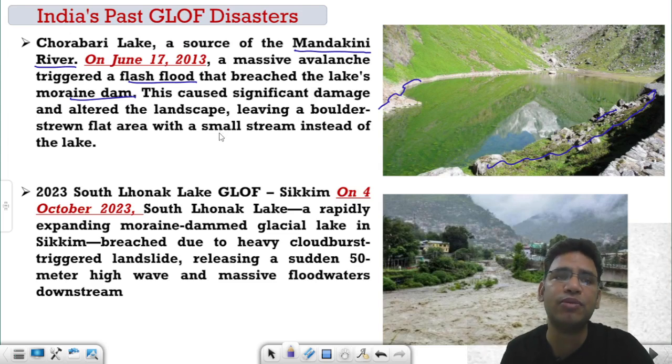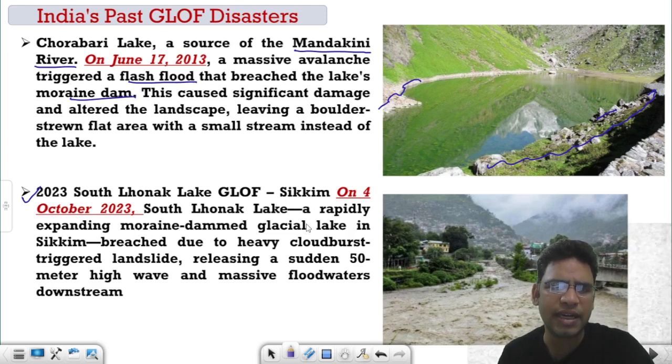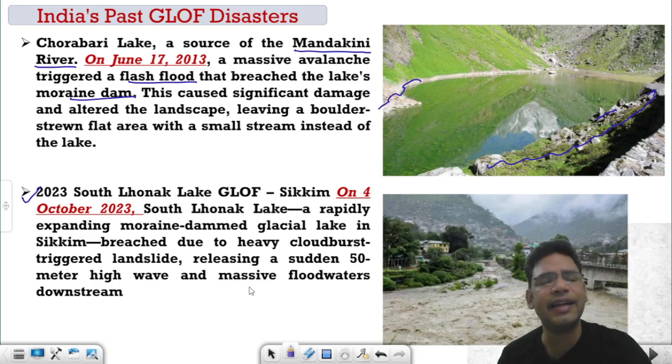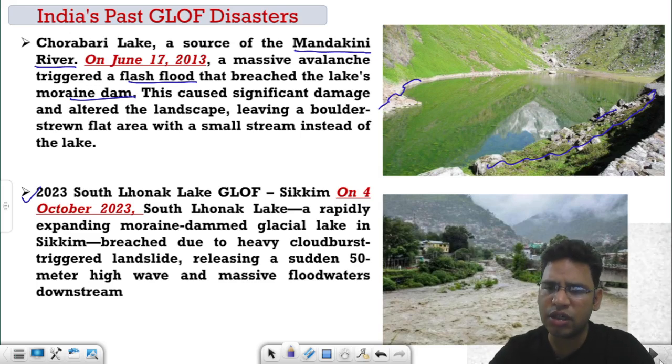And you must know that movies have also been made on Kedarnath, and it was some kind of serious disaster. Recently in 2023, South Lhonak Lake in Sikkim. On 4th October 2023, South Lhonak Lake, a rapidly expanding moraine-dammed glacial lake in Sikkim, was breached due to a heavy cloudburst. That triggered a landslide also. And this was very serious, massive flood water went downstream, and it caused serious problems. Okay, so these are the past events, right?